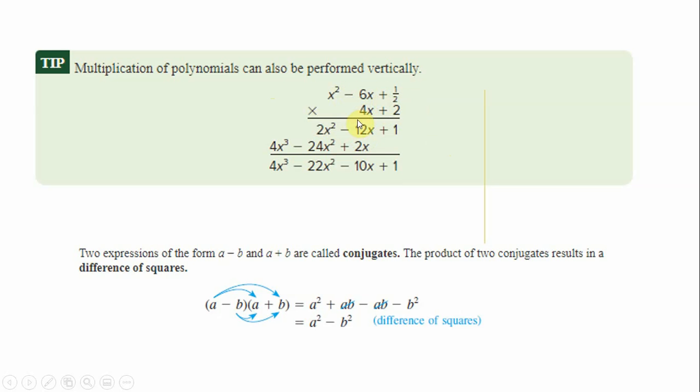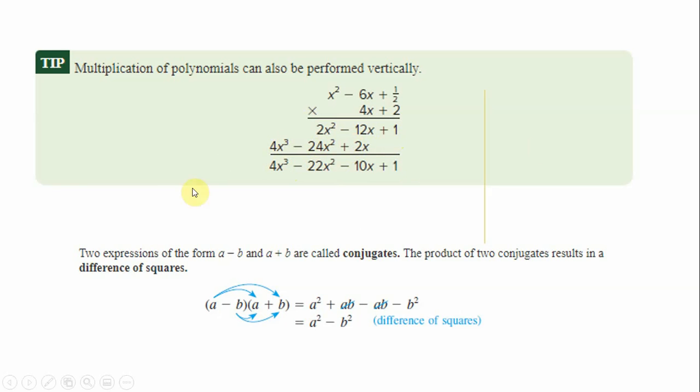4x times 1/2 would be 2x, and I want to keep these in line so that I can just add them, so I'll put my 2x right there. 4x times negative 6x gives me my minus 24x squared, right in line with that x squared, and then 4x times x squared is 4x cubed, and then I just add: 4x cubed minus 22x squared minus 10x plus 1.